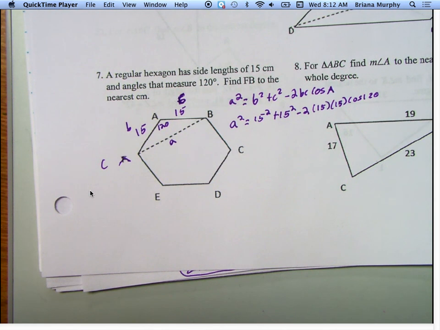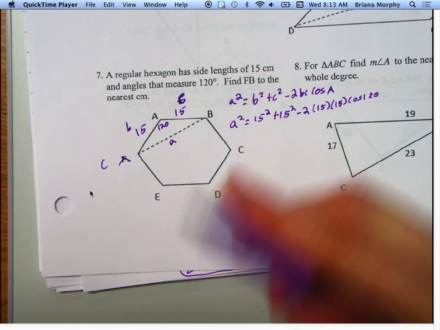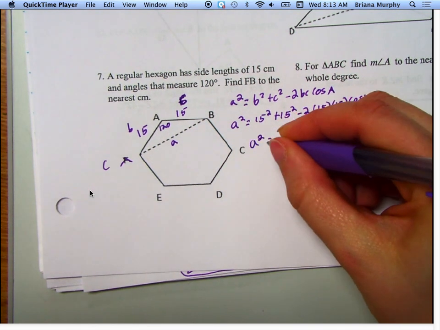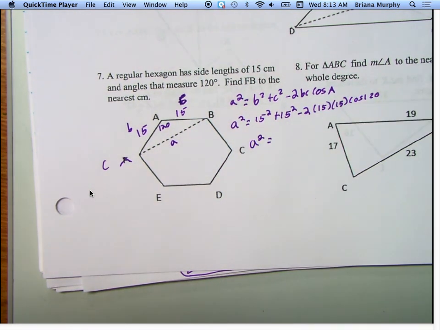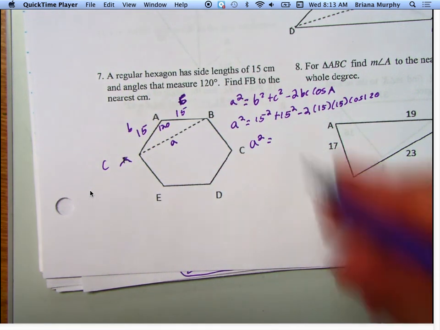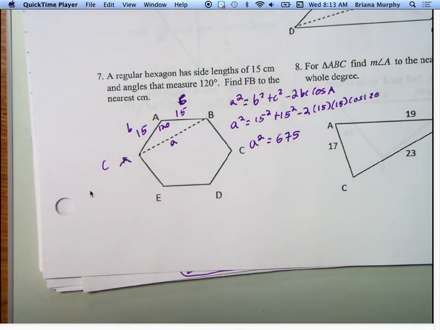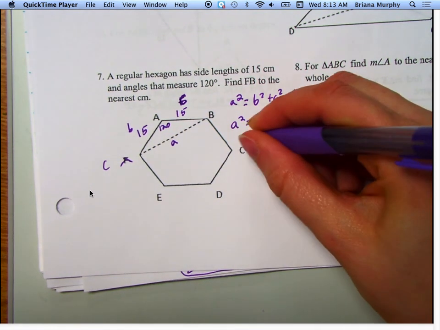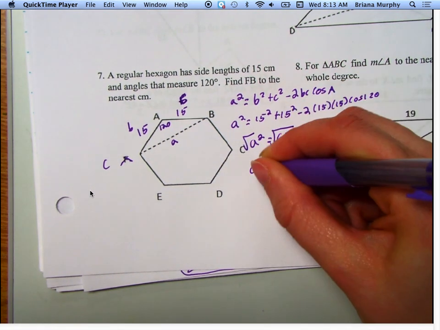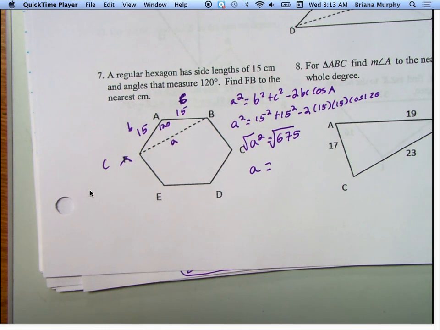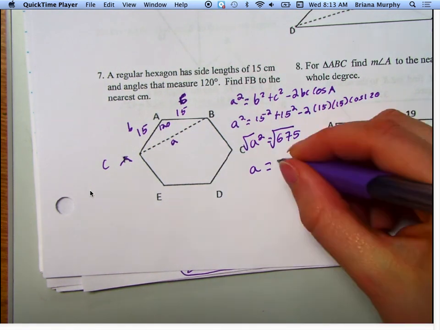And then my next step, guys, ladies and gentlemen, quiet please. What is my next step after I've plugged it all in? Put it in the calculator, right? So I get a squared equals 675. What do I do next? Square root it. So a equals 25.98.